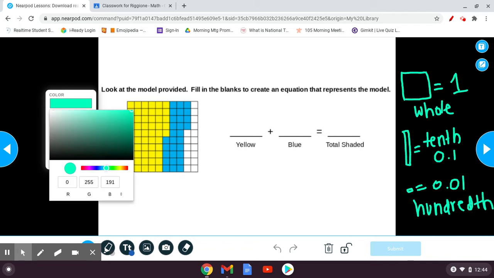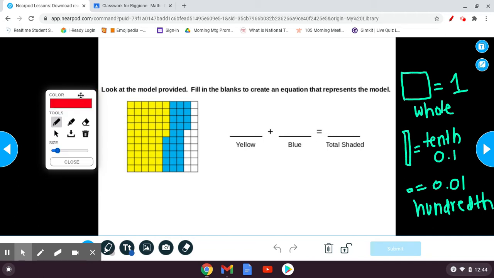So the first thing we need to do is take a look at our model and figure out how much of each color is shaded in. So looking at the yellow, I see I have 1, 2, 3, 4, 5 completely shaded in columns, and then I have this piece here, which is 1, 2, 3, 4, 5 more little boxes. So instead of just putting the answer down as a total of 55 yellow boxes, in decimals, 55 little yellow boxes means I have 55 hundredths. So I have 0 whole grids filled in and 55 hundredths.